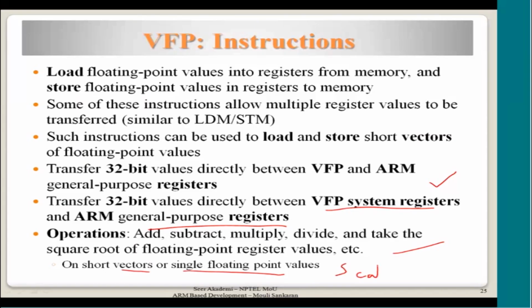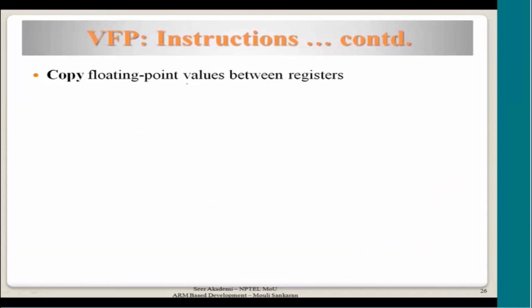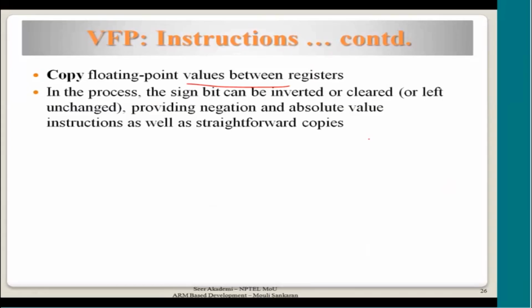Single floating point values are called scalars. A set of data elements is called a vector. Then copy a floating point value between registers. Within the VFP you can copy them, and while copying, the sign bit can be inverted. That means if you want to convert a negative value to positive while copying to another register, suppose you are copying S0 to S1 and you want to make it minus to plus, that's a possibility. You invert the sign bit while transferring. That is also possible.